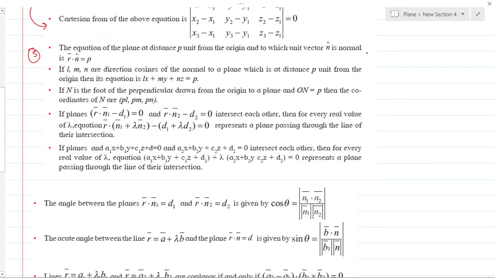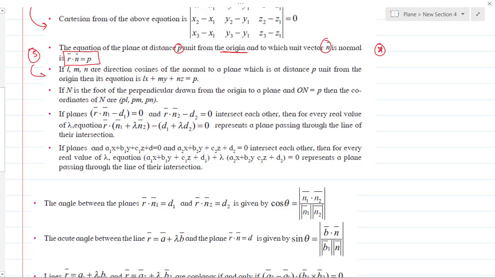The next important part is the fifth one. Most questions have come from this one so far. If you have seen, most of the questions have appeared from this section. This is known as the normal form of the plane. The equation of the plane at a distance p units from the origin, important, to which the unit vector n cap is normal. That is the equation. This is known as the normal form of your plane.